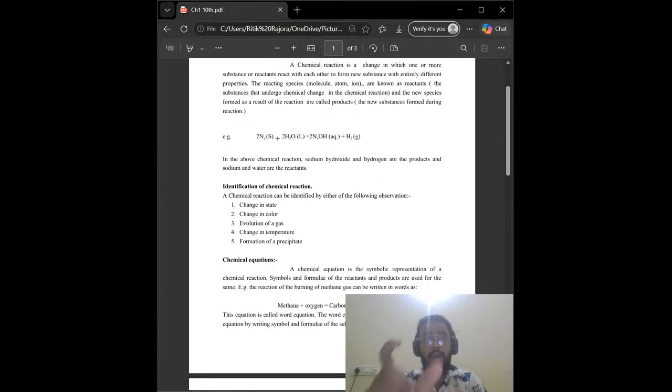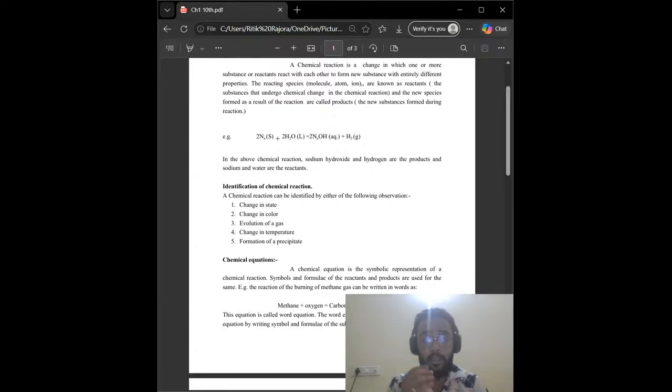There are many factors, like change in state. Change in state means, like if sodium is a solid and chlorine is a liquid, then it turns into a powdered form. Solid plus liquid also forms a powdered form. Change in color.